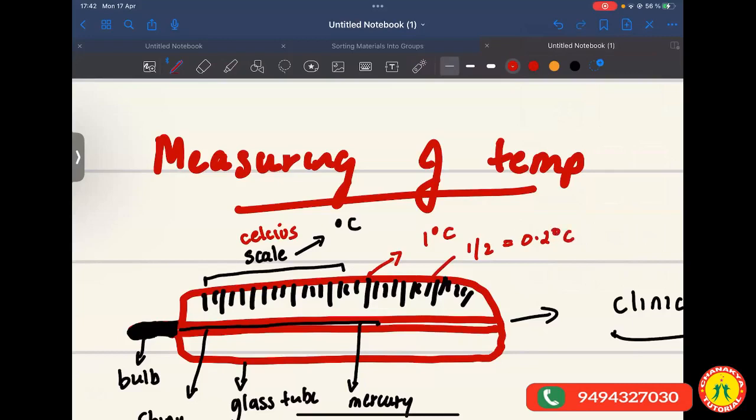Okay, so know the division naming and all. It's not 1.2, it's 1.5, which is 0.2 degrees Celsius. Each small line is 0.2. So it becomes 0.2, 0.2, 0.2, 0.2, 0.2, 5 times, and then 1 degree Celsius. Again, 1.2 degrees, 1.4 degrees, 1.8 degrees, and then 2 degrees. So like this, the division goes on. This is how you will find it. Now you can write it down.